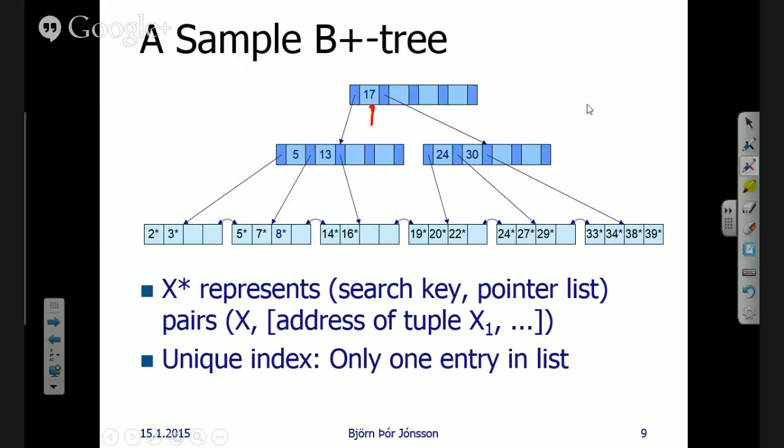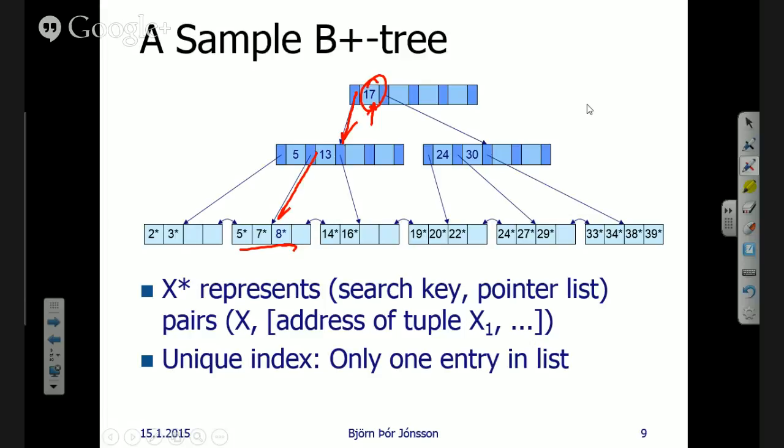then I would compare here and say 5 is smaller than 17. That means I need to traverse this pointer. Then I come here, say 5 is actually the same as 5. It's not smaller, so I need to go to the next one. 5 is smaller than 13, so I traverse this pointer and then I scan. And so everything that's to the left of a value here is smaller. Everything that is the same or bigger is going to be to the right. This is the rule, basically, of constructing the B+ tree.